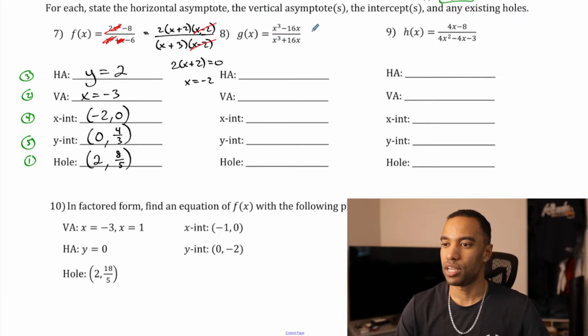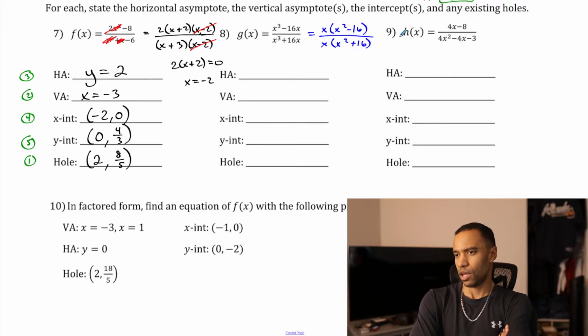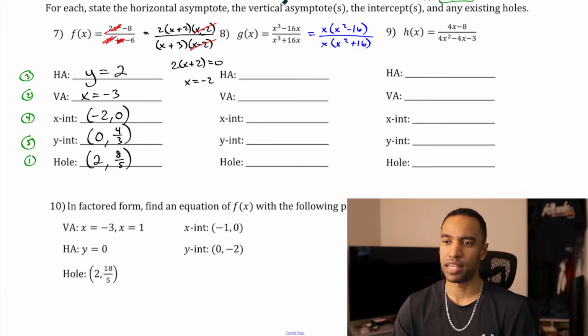Number 8, g of x equals. Now I see a common factor of x on top, and you get x squared minus 16. And I see a common factor of x on bottom, and you get x squared plus 16. Now, x squared minus 16 is a difference of two squares. I'm going to erase that and turn it into x plus 4 times x minus 4.